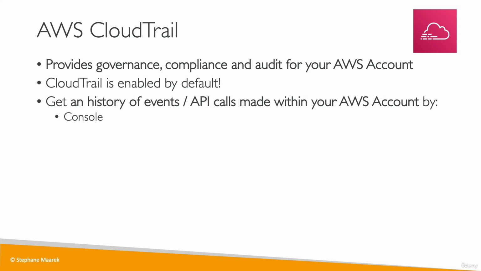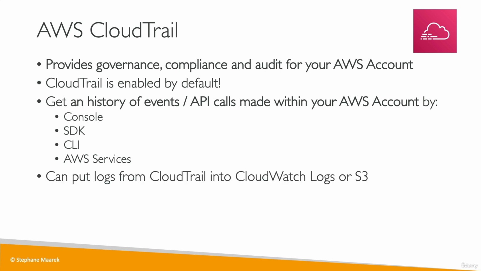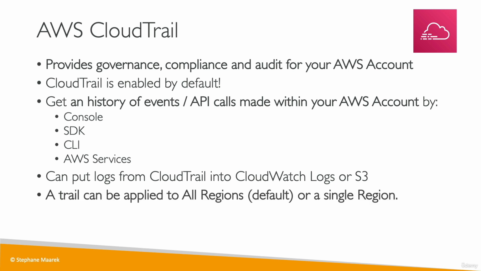by the console, by the SDK, the CLI, other services on AWS, and all these logs will be appearing in CloudTrail. Now what you can do is that you can also put these logs from CloudTrail into CloudWatch logs or Amazon S3. And you can create a trail to be applied to all regions or a single region if you wanted to accumulate all these history of events accumulated across all the regions into one specific, for example, S3 bucket.